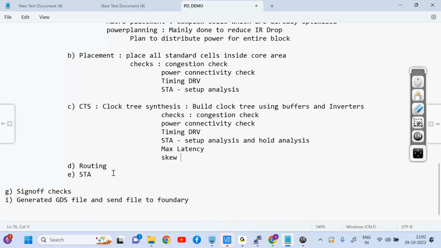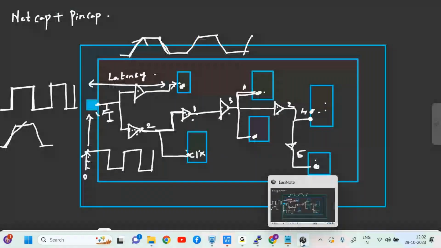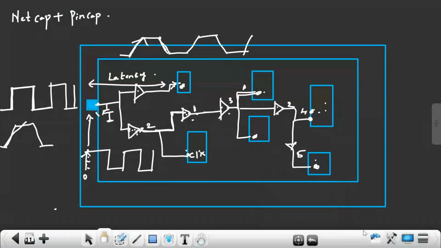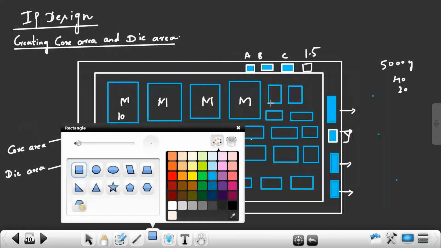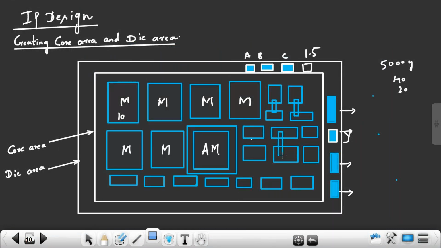So the last step is routing. Routing means connect all cells using metal layers. I should connect all the cells by using metal layers. These cells, and all the cells, we connect by using metal layers, according to the functional requirement. Without shorts. I should not have shorts.